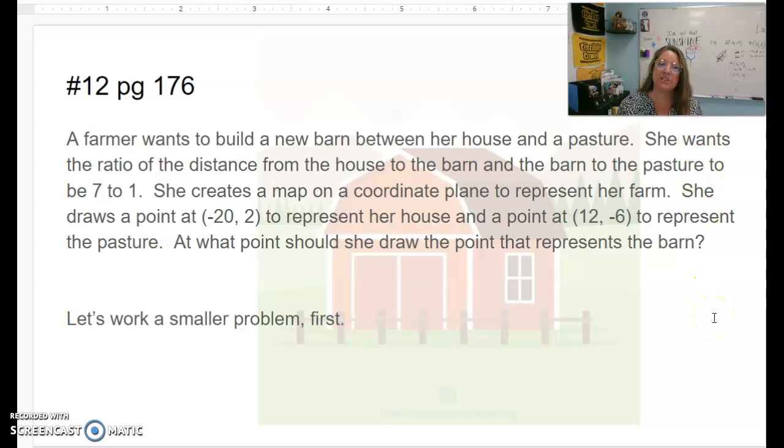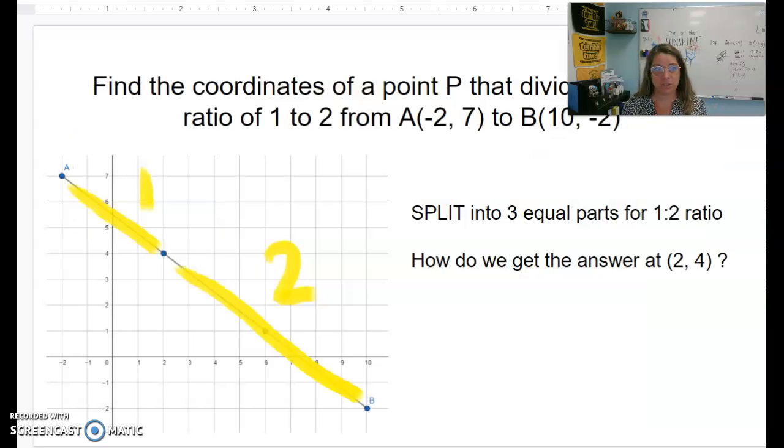This was the question that talked about the farmer that wanted to build a barn somewhere between the house and the pasture, but that it has a ratio of 7 to 1. They gave us a couple of coordinate points, -20, 2 and 12, -6, and we're supposed to figure out where on that coordinate plane to put the barn, okay? So we went through a smaller problem first, and then we worked out number 12. So let's look at the smaller problem first.